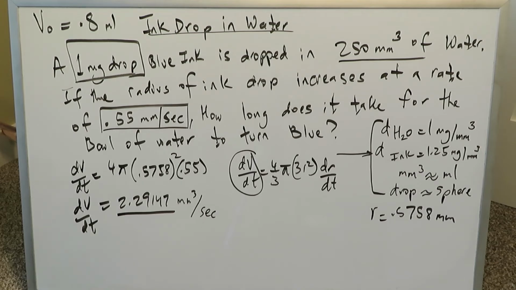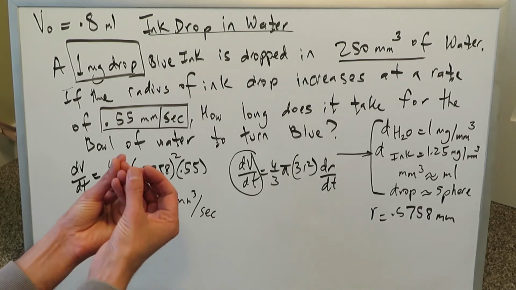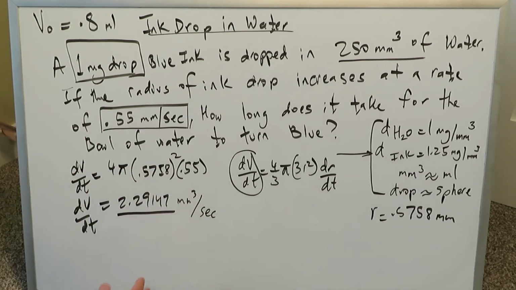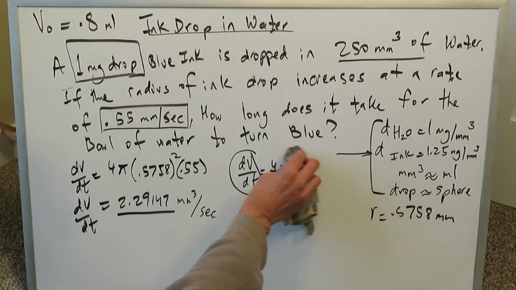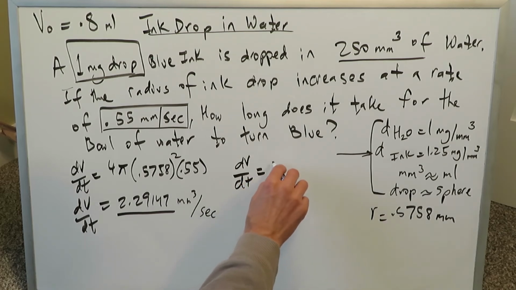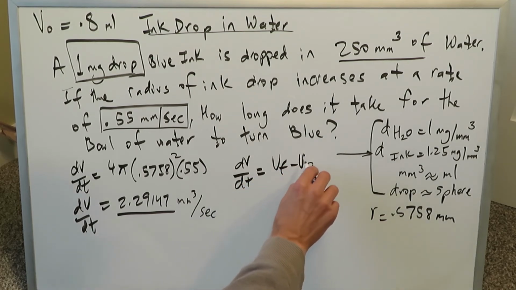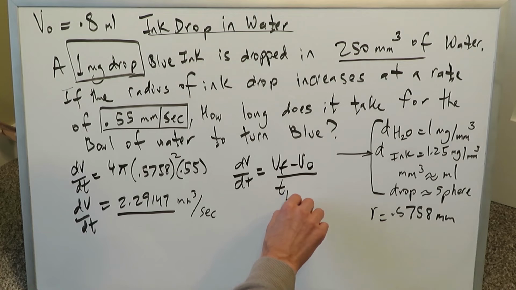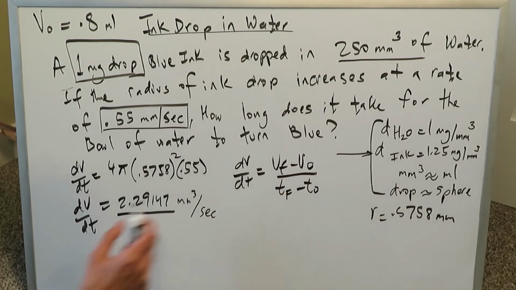Well, we know the rate of change of the radius. We now know the rate of change of the volume. That little drop of blue ink in the water is going to expand at this rate. In terms of its volume, the volume of that sphere will expand in that same rate to eventually fill the bowl in terms of the color. And how can we do this? We know that change in volume over change in time is equal to final volume minus initial volume over final time minus initial time. Hence, this right here is coming into play.